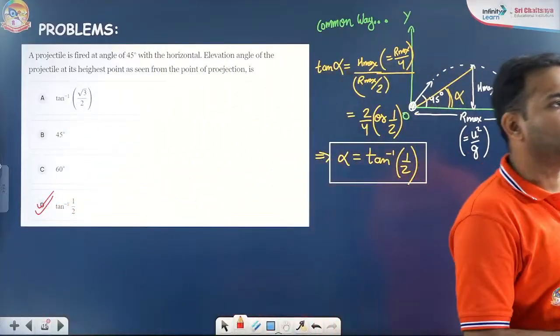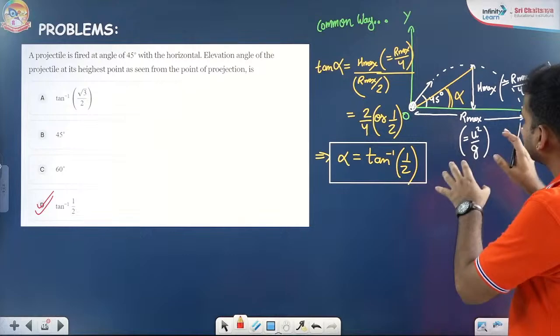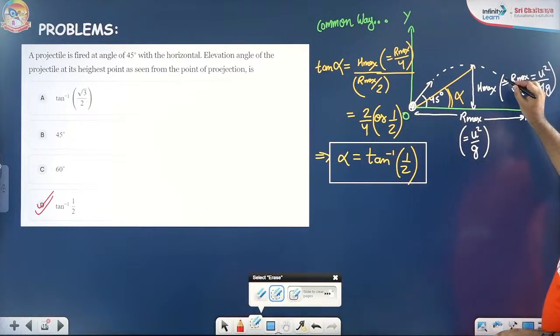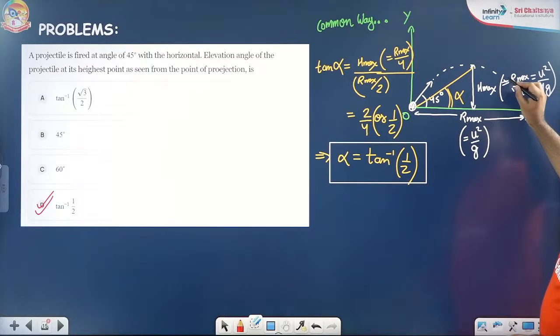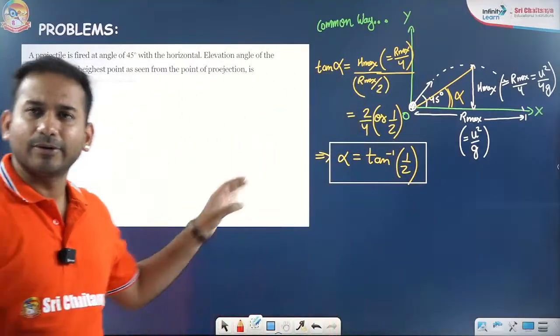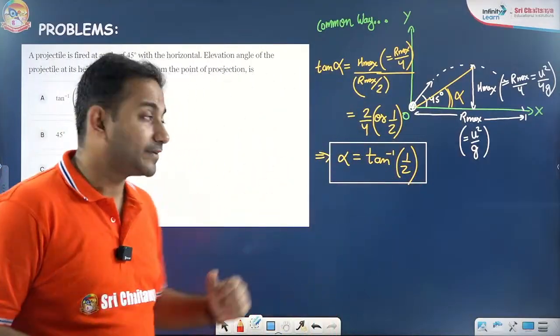This is the common way of doing it. See, the method seems smaller, so even though I am calling it the common way, you will not find any difficulty because the method is short. The only issue is that you have to remember a lot of formulas. But if you remember the cases, this common method is also very easy.